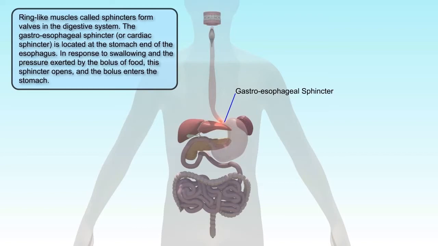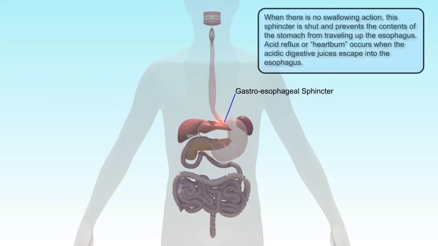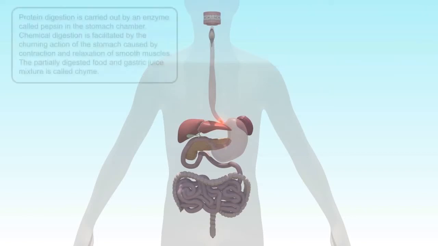In response to swallowing and the pressure exerted by the bolus of food, this sphincter opens and the bolus enters the stomach. When there is no swallowing action, this sphincter is shut and prevents the content of the stomach from traveling up the esophagus. An acid reflux occurs when the acidic digestive juices escape into the esophagus.